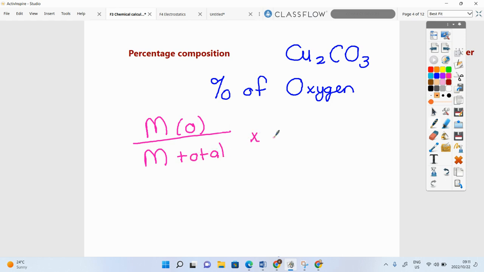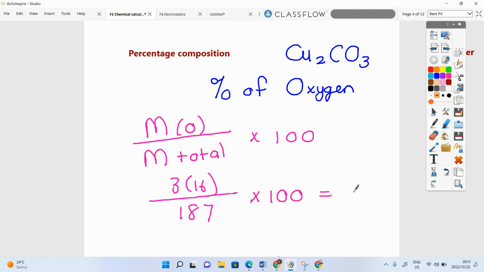molecule times 100. So in this case, it's going to be 3 times 16 for the oxygen over the total one that we've just worked out as 187. They're both grams per mole, so the grams per mole must cancel out, times 100, and that gives us our percentage of oxygen. What do you get? 35.67. Normally the paper tells you to round off to 2 decimal places. If it tells you nothing, then just do 2 decimal places, percent. Everyone happy with this still?